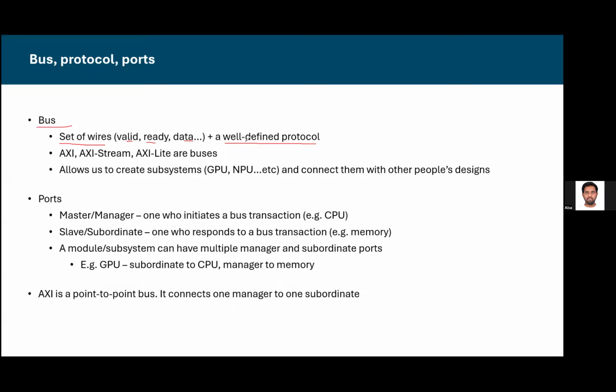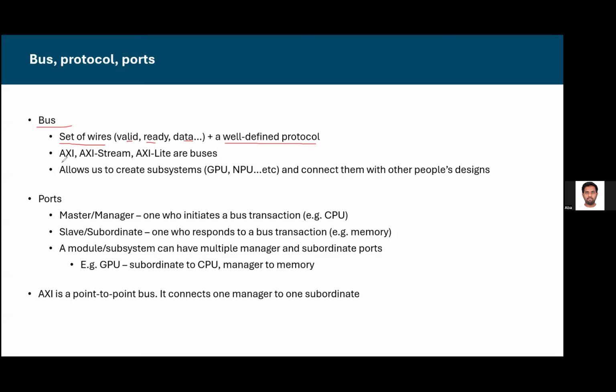The well-defined protocol basically tells you things like: when valid and ready are both high, then the data is accepted. Okay, so that is the protocol. And similarly, when ready is low, then you have to keep valid high and keep the data as is without changing. So that is the protocol, right? So the behavior and these wires, both together, are called the bus.